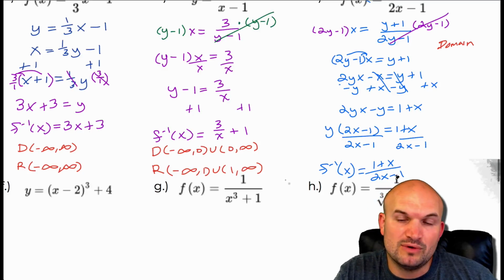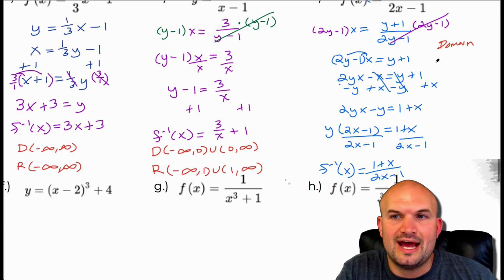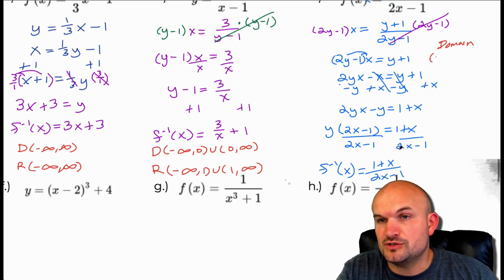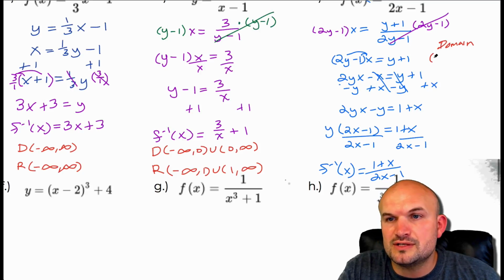So what values make that 0? That's going to be 1/2. So if you set this denominator equal to 0 and solve, you get positive 1/2. So that's going to be negative infinity to 1/2, union 1/2 to infinity.